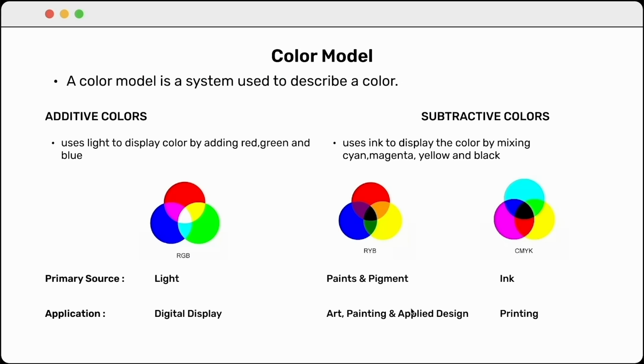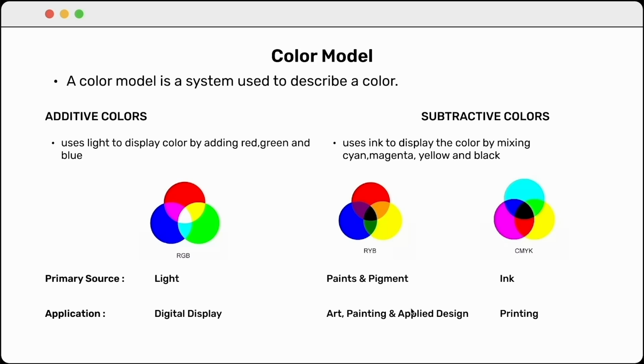Now let's understand the subtractive colors. In subtractive colors, we have two types of systems. One is RYB and another one is CMYK. The RYB color system uses red, yellow, blue to create the color, and the primary source for that is actual paint and pigment. It is used to create art and paintings.